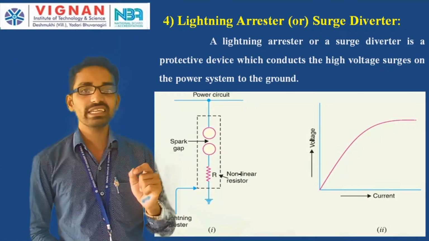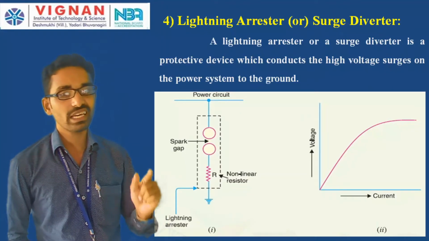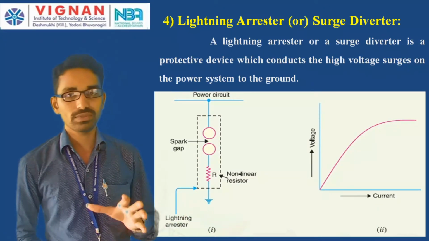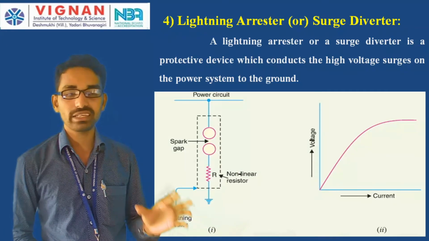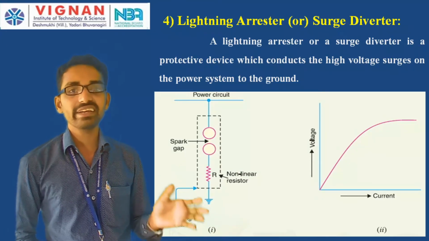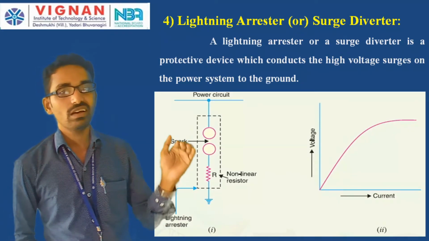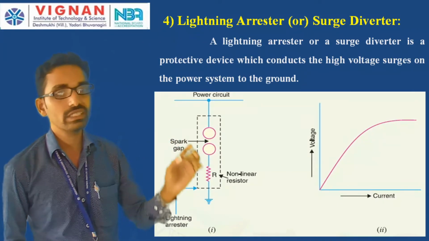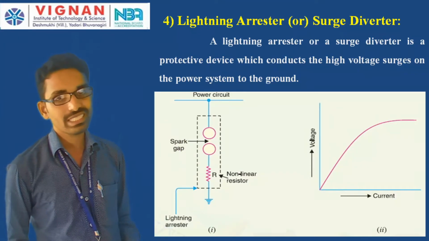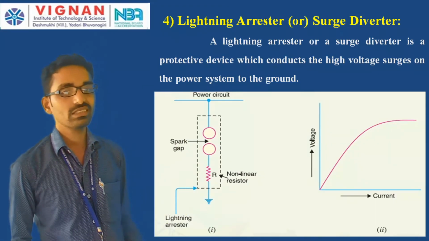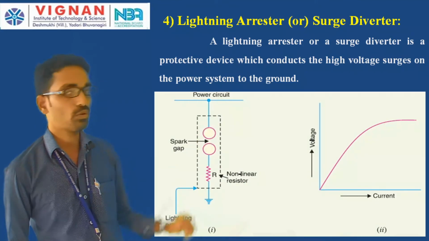So this lightning arrestor is used to provide protection against these travelling waves. That is, this provides protection against indirect strokes. A lightning arrestor, or surge diverter, is a protective device which conducts the high voltage surges on the power system to the ground.